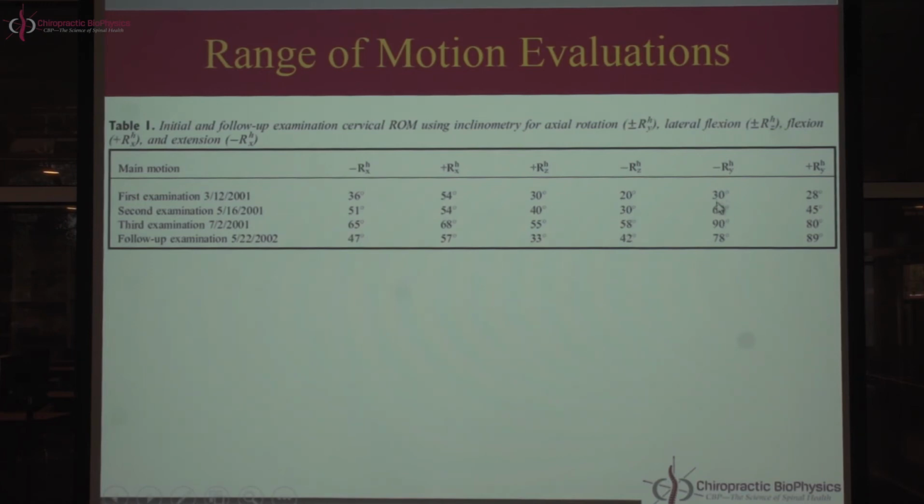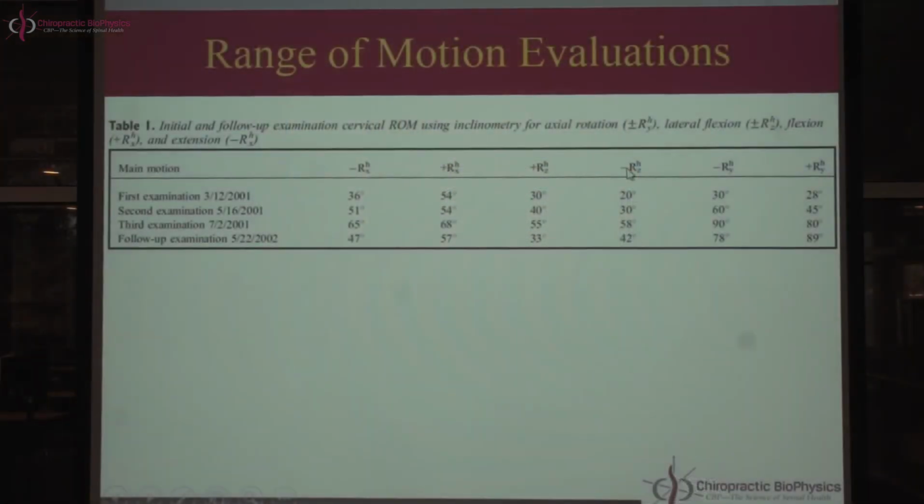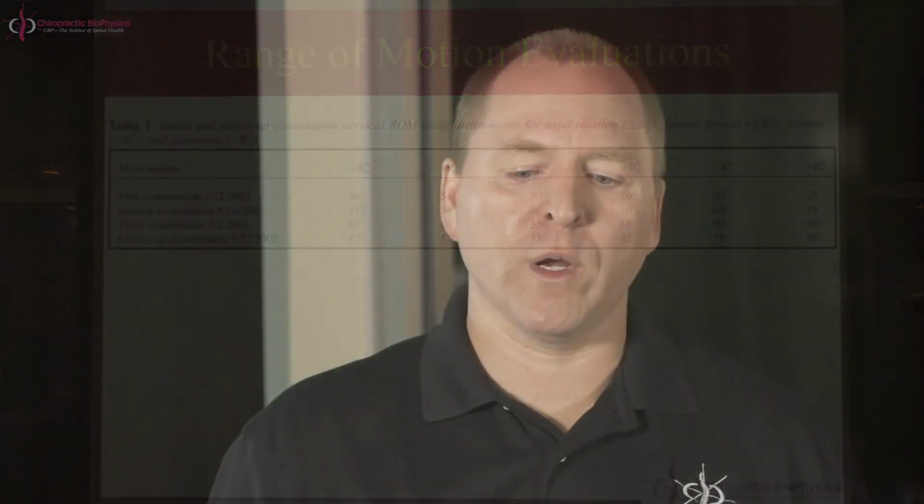Head rotation to the right, okay? 30, 60, 90, and 78. Head rotation to the left. 28, 45, 80, 89. Now look at this. You're seeing staged improvement in the range of motion. Yes, at long-term follow-up, approximately a year later, we're losing a little bit of that improvement in range of motion, but the most dramatic ones, lateral flexion to the left, head rotation to the right, and head rotation to the left are still dramatically improved, even with limited care over a year.